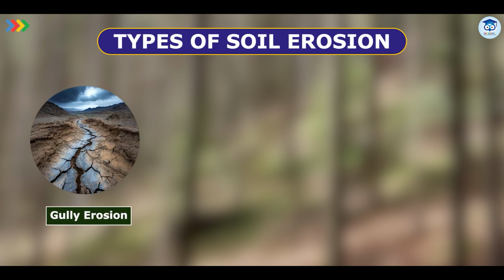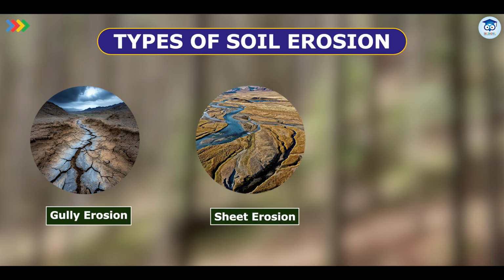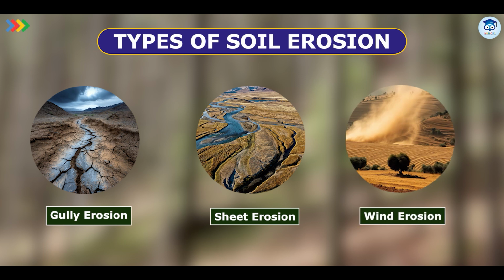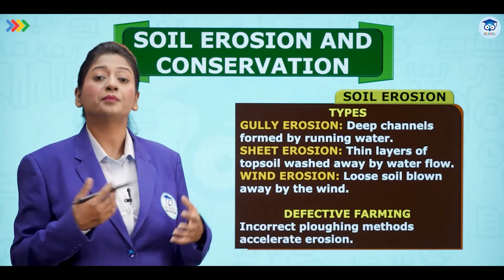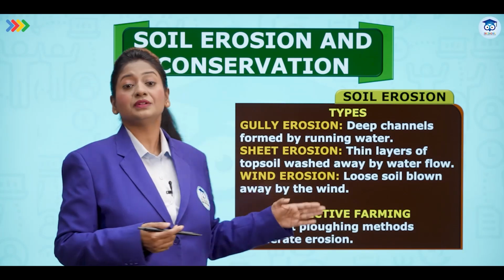Types of this: gully erosion. The deep channels formed by running water, because of the gushing speed of the water, cause erosion; that is gully erosion. Sheet erosion: thin layers of topsoil are washed away by water flow, in the form of a sheet. Wind erosion: loose soil, where there is not much cultivation to hold the soil tight, is blown away by the wind, correct? Incorrect ploughing methods accelerate erosion. If you do not use proper farming techniques, erosion will take place.